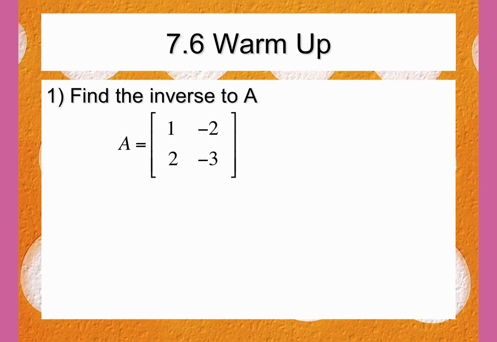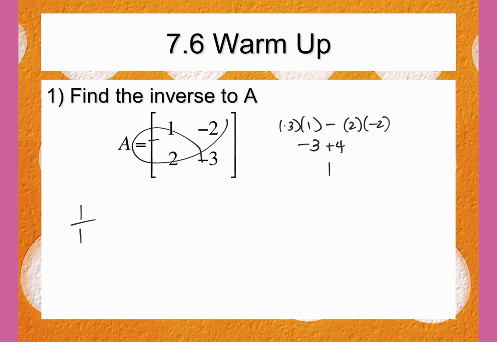All right, so this is your 2 by 2. Again, I would strongly encourage the shortcut on these. So I'm multiplying -3 times 1 minus 2 times -2. You'd get -3 minus a -4, so +4, which is +1. And that goes on the outside. It would be 1 over 1, but it's obviously still just 1.